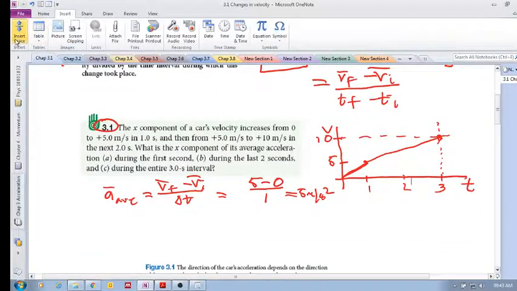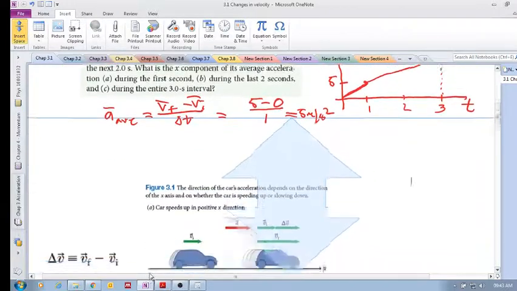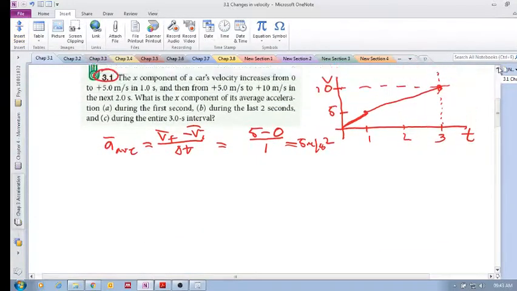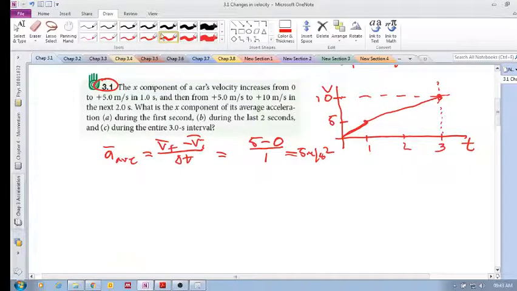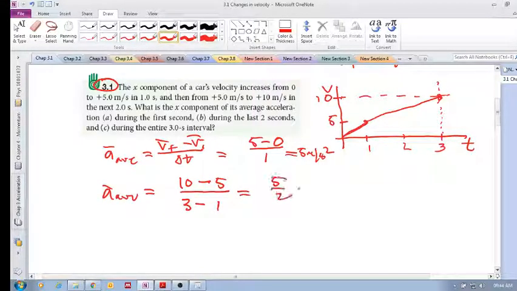Let's just insert some more white space here. Then the next question is during the last 2 seconds. So what's the average acceleration over the last 2 seconds? Well, average acceleration is going to be the final velocity 10 minus the initial velocity 5 over the final time, which is 3, minus the initial time, which is 1. So that's 5 over 2, which is 2.5 meters per second squared.